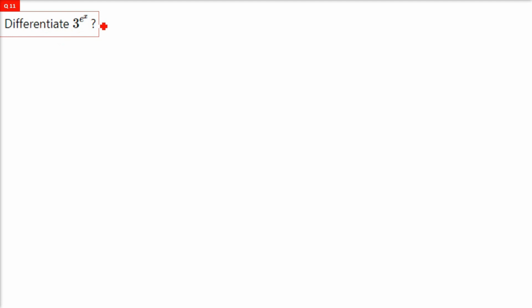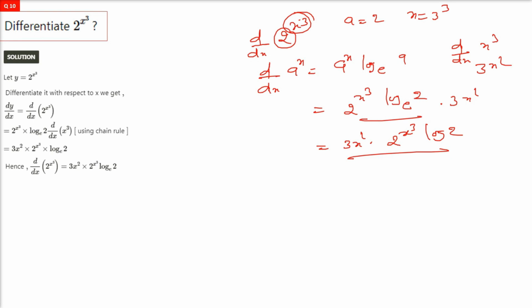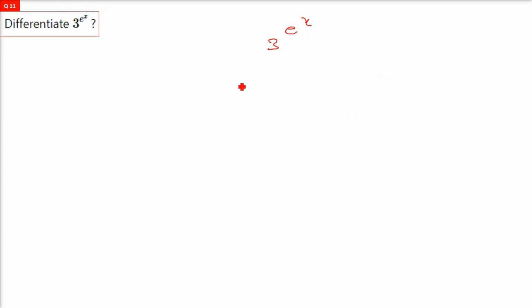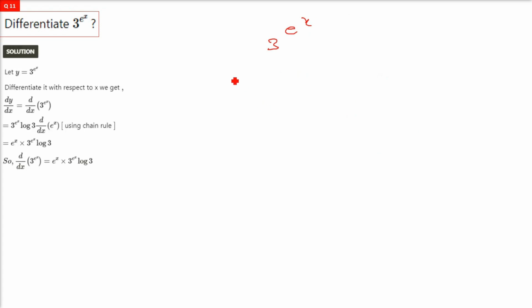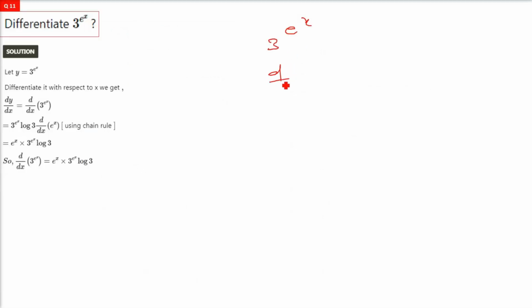Differentiate 3 into e to the power x. Same thing you have to do. Same a to the power x version you will use. This is 3 to the power e to the power x, and as I told you, this is almost the same. So a to the power x log e a will be the differentiation of a to the power x. Now first compare what is a here. So d by dx of a to the power x is, as I said, a to the power x log e a.